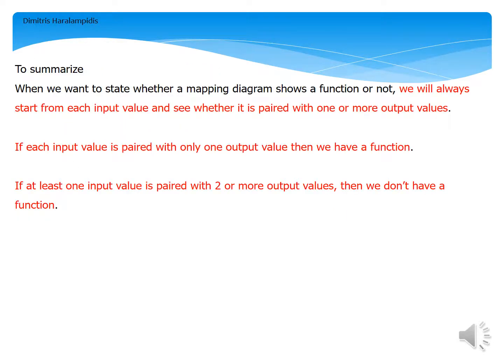To summarize, when we want to state whether a mapping diagram shows a function or not, we will always start from its input value and see whether it is paired with one or more output values. If each input value is paired with only one output value, then we have a function. If at least one input value is paired with two or more output values, then we don't have a function.